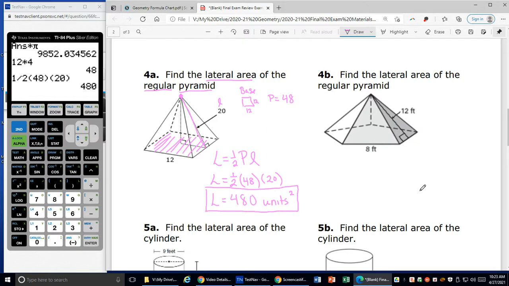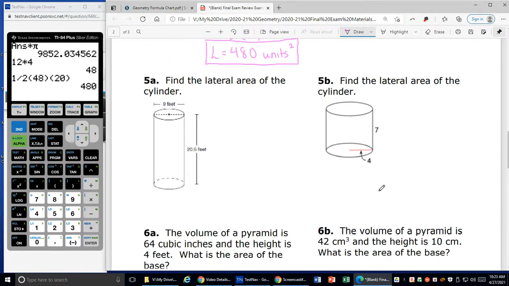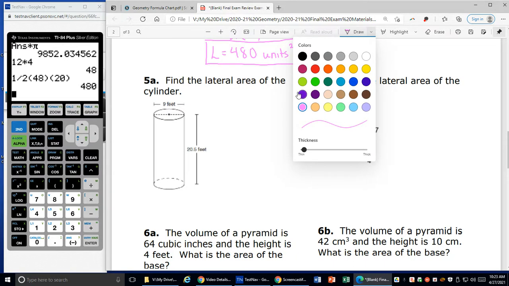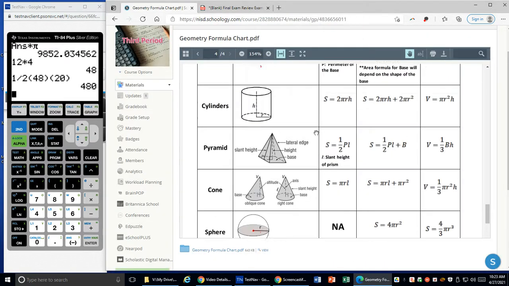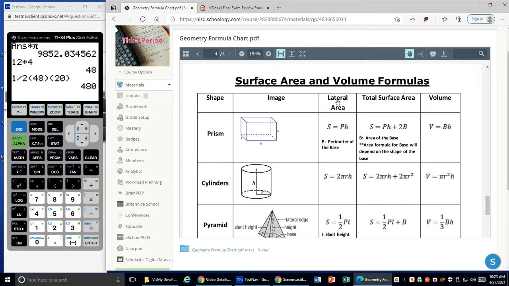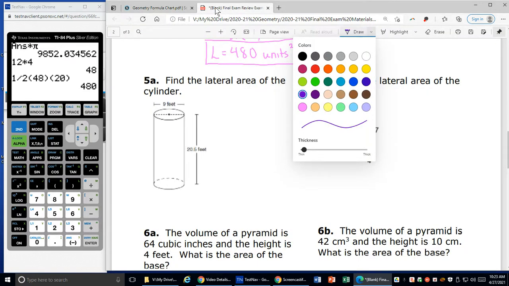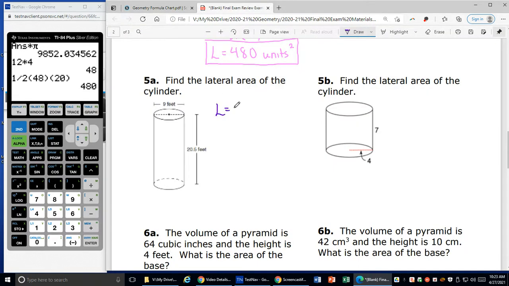Okay, let's look at 5A. 5A, find the lateral area of the cylinder. So again, the first thing I'm going to want to do is go find the formula for the lateral area of a cylinder. And remember, my lateral area is my first column. So I'm going to use a capital L equals 2 pi r h, where my r is the radius and the h is the height of the cylinder. 2 pi r h. My lateral area equals 2 pi r h.